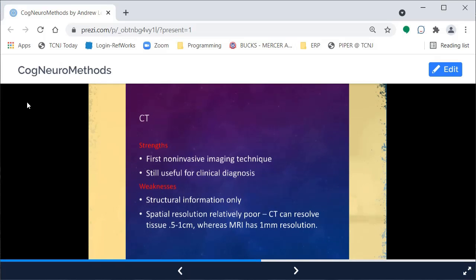Another significant weakness is that the spatial resolution, or ability to see different structures, is relatively poor. To give you a frame of reference for that, the CT can resolve tissue down to 0.5 centimeter or so, whereas the MRI has 1 millimeter resolution. So that means that we can see little cubes of tissue that are 1 millimeter by 1 millimeter by 1 millimeter in size.